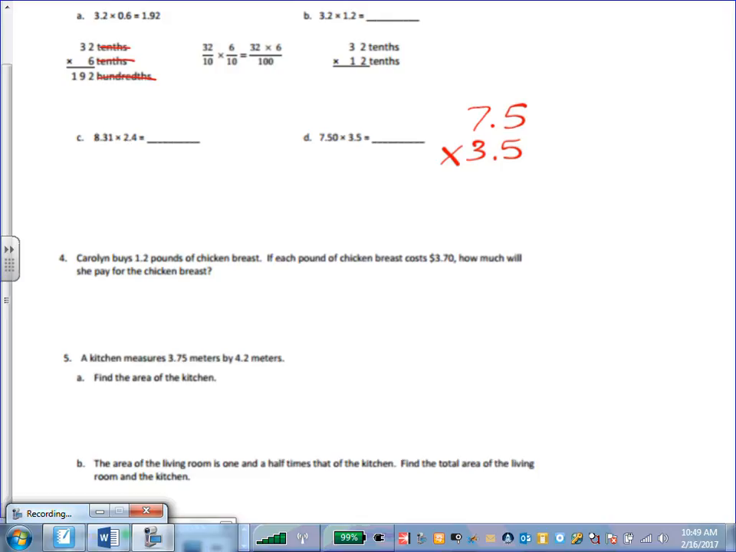It would be at least how much? It would be at least $3.70, because she's getting 1 pound. But she's getting a little bit more. So is it going to be more than $3.70? Yeah.